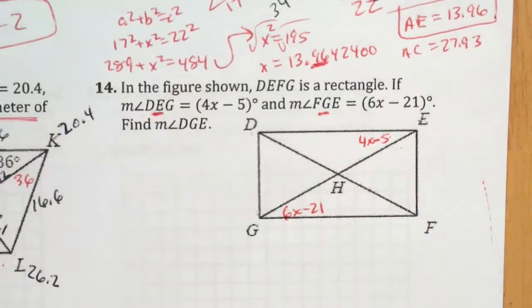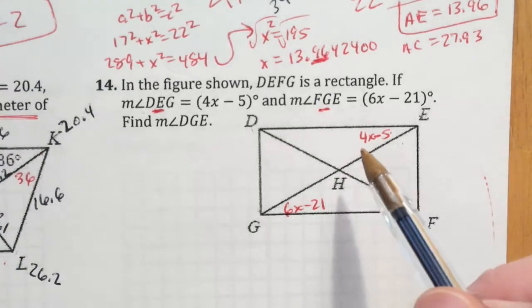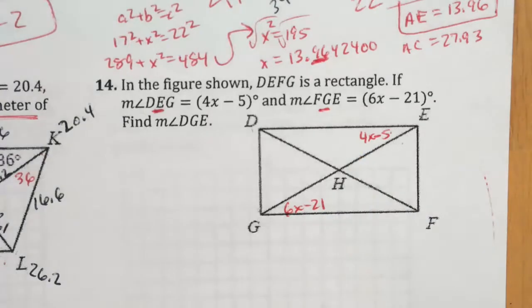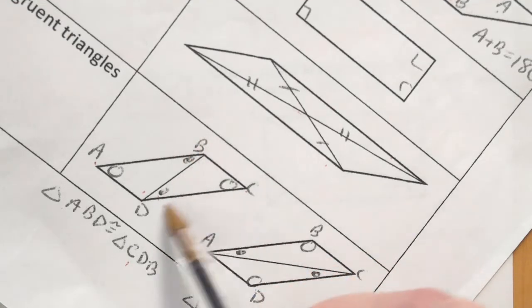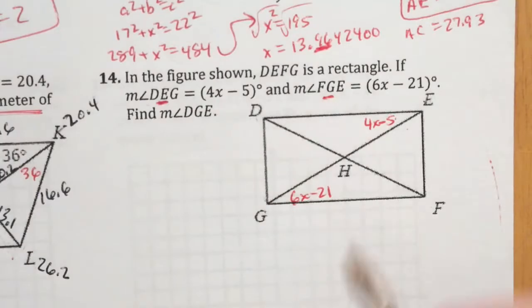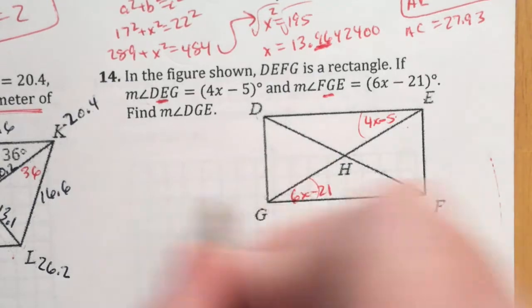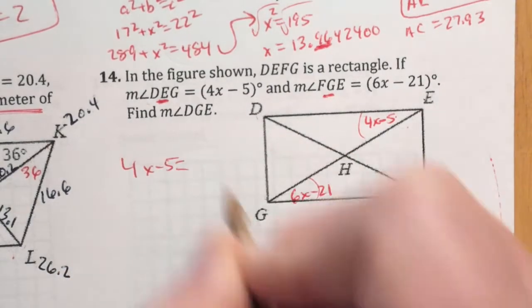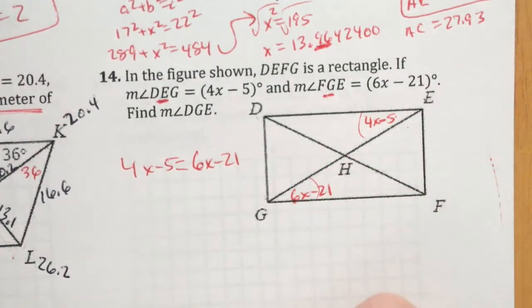All right, and what do we know about those angles? Now, this is a rectangle, but first and foremost, this is a parallelogram. So on parallelograms, we can do the Z thing. This angle here is equal to that angle right there. So we have 4x minus 5 is equal to 6x minus 21 because of alternate interior angles. So you can do the Z, alternate interior.